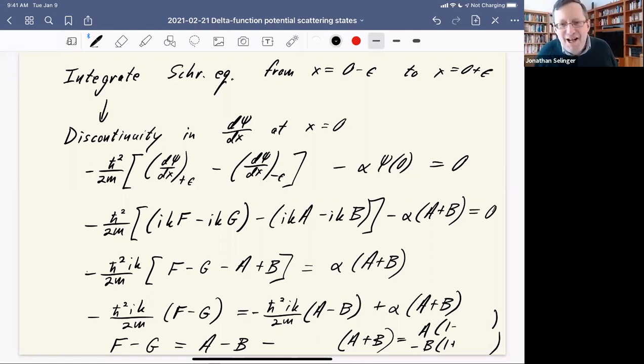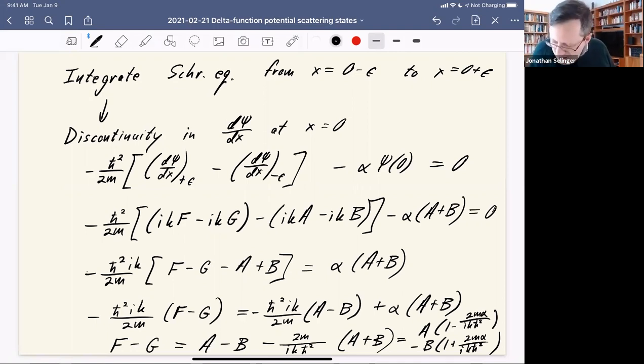All right, so good. Okay, so what is this? 2m over ik ħ². All right, 1 minus 2m over ik. Shouldn't alpha still be there? Oh yeah, and there's an alpha, like that: 2m alpha over ik ħ². Right, okay. Maybe that's right.